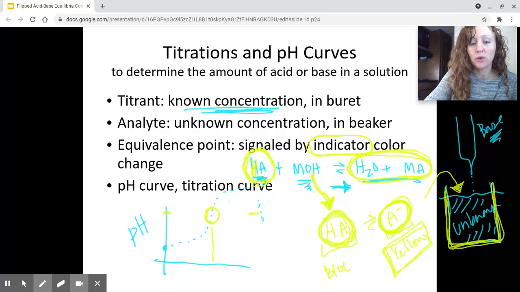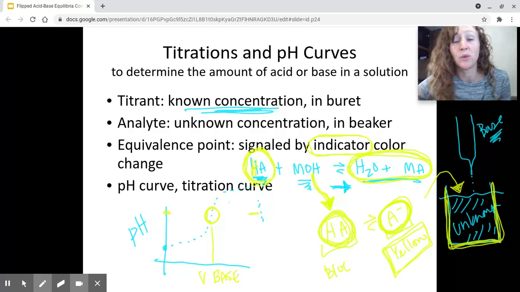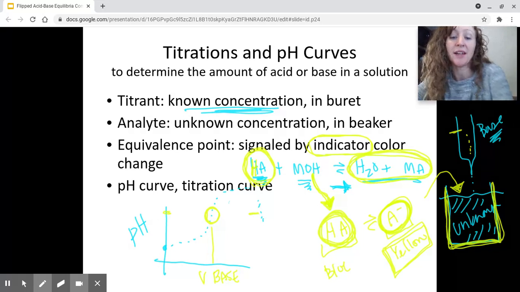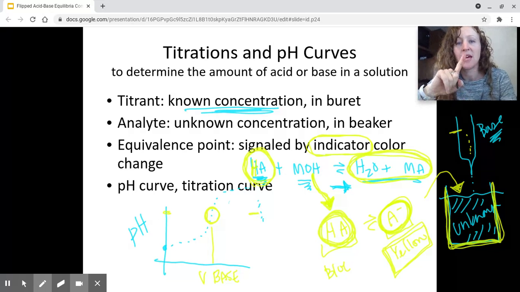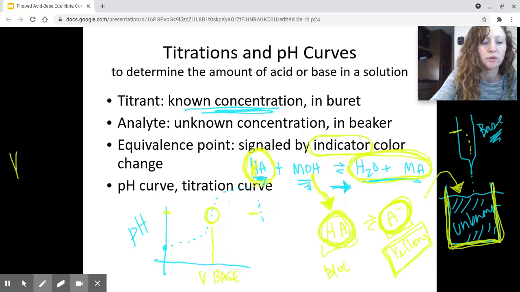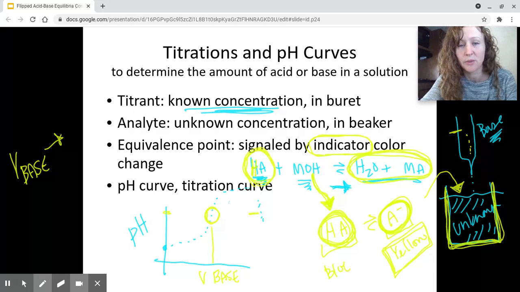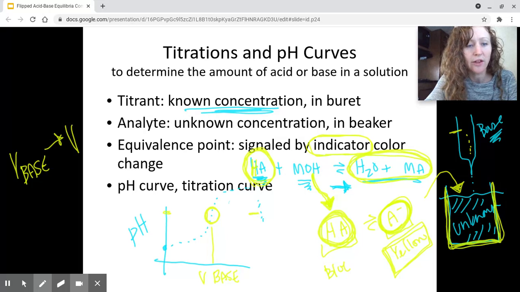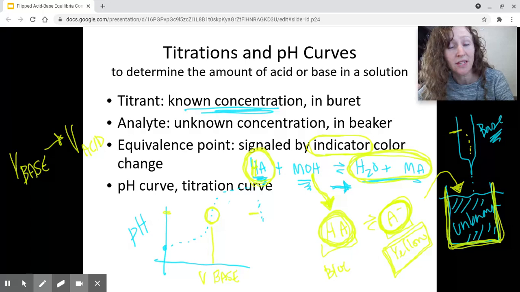Well, if we know this volume of base at this point, and we should know that volume of base because we're adding the base, right? If we know the volume of the base that we have added, we can take the volume of base and calculate, using dimensional analysis, the volume of our acid. And then we figure out what the concentration of that acid is in our river, right?